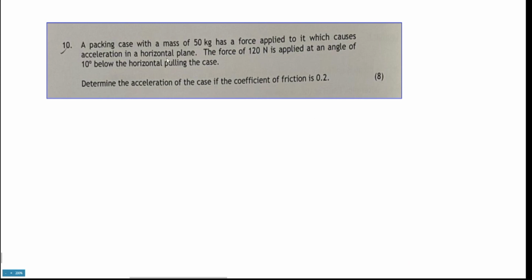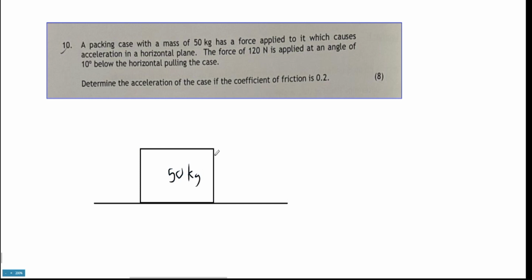Okay, let's do number 10. Almost at the end of this test. 10, 11, 12 to go. A packing case with a mass of 50 kg has a force applied to it which causes acceleration on a horizontal plane, and the force is applied at an angle of 10 degrees below the horizontal. So drawing a diagram of it, here's a packing crate with 50 kg, and we are applying a force going down like this, 10 degrees below the horizontal.